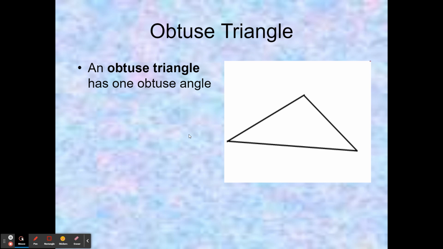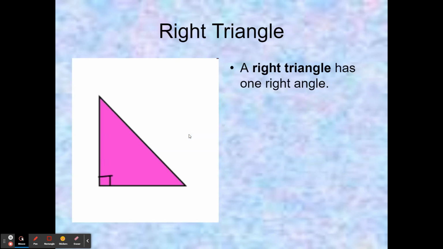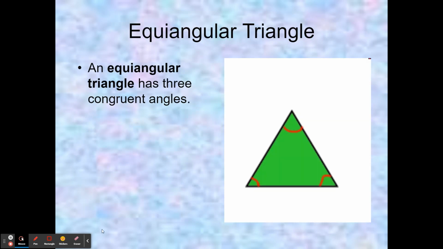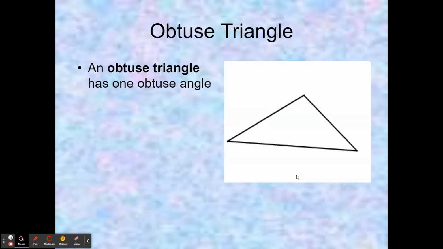So every triangle gets a classification for its sides and a classification for its angles. If we go back to this one, we would say that this is equiangular, because all of our angles are the same, and equilateral, because all of our sides are the same. So it's an equiangular equilateral triangle.